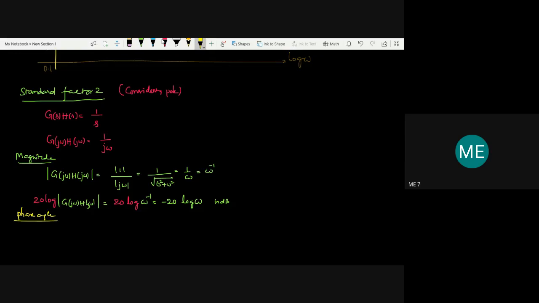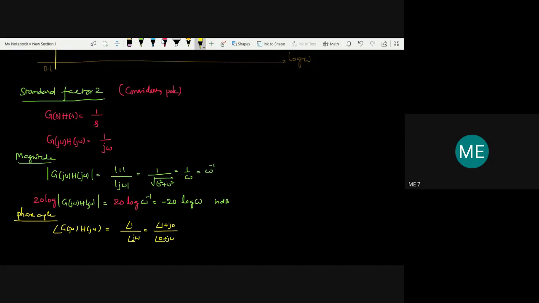So what is the phase angle calculation which you are going to find out? It is tan inverse of, we know that, angle of G(jω)H(jω). So we have the equation, that is angle 1 divided by angle jω. In this case, angle 1 by angle jω, which we can take as angle of 1 plus j0, then angle of 0 plus jω.